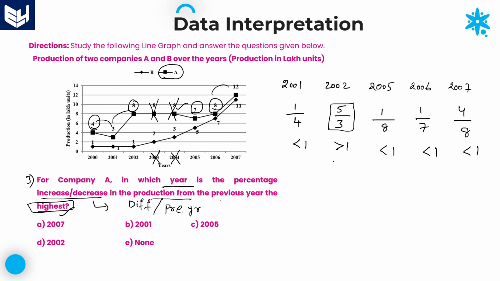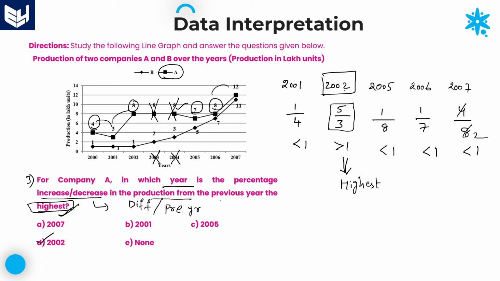Just by observing this less than 1 and greater than 1 concept, it is very clear that in the year 2002 the value is highest, whether it is percentage increment or percentage decrement. As we are taking the highest value, you can directly take the only one value which is greater than 1. Therefore that particular answer is the 2002 year.